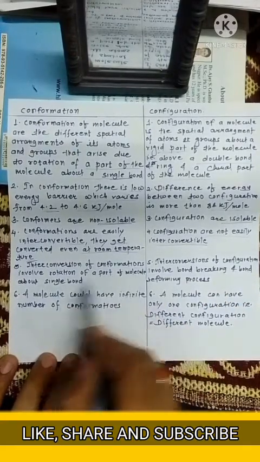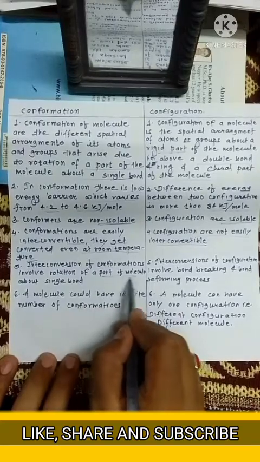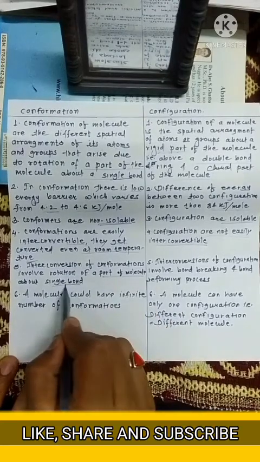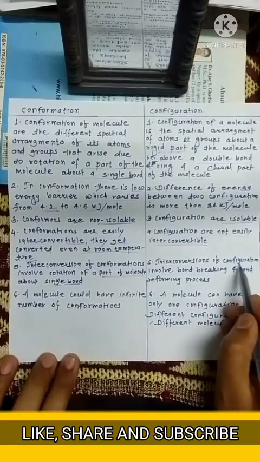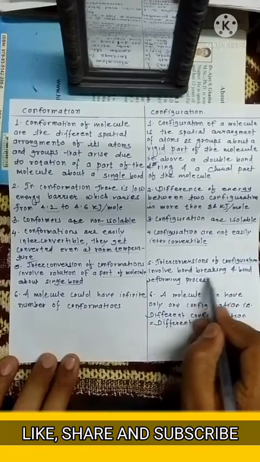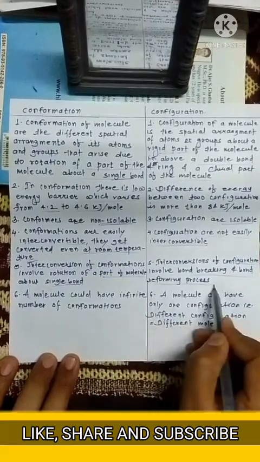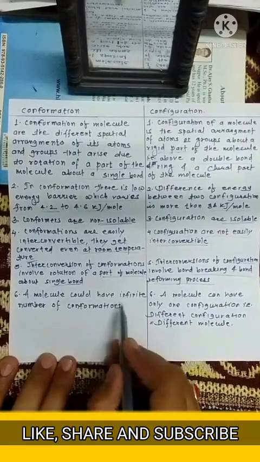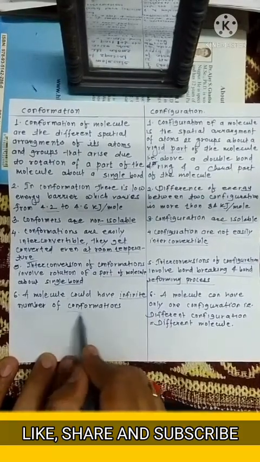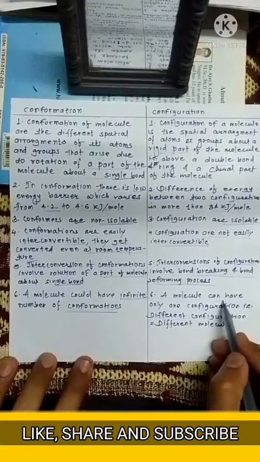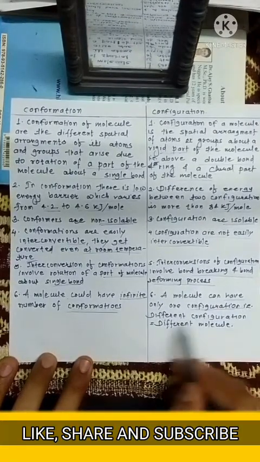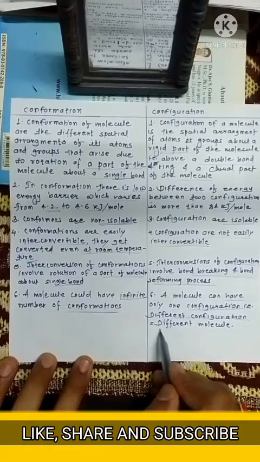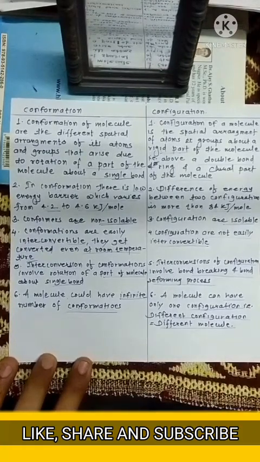Interconversion of conformations involves rotation of part of the molecule about a single bond. Interconversion of configurations involves bond breaking and bond reforming processes. It is important. A molecule can have an infinite number of conformations. A molecule can have only one configuration, that is, different configuration, different molecule.